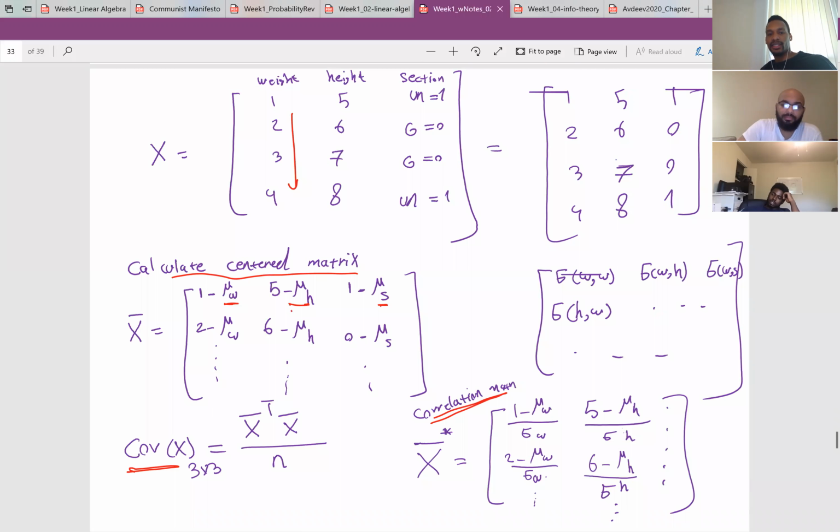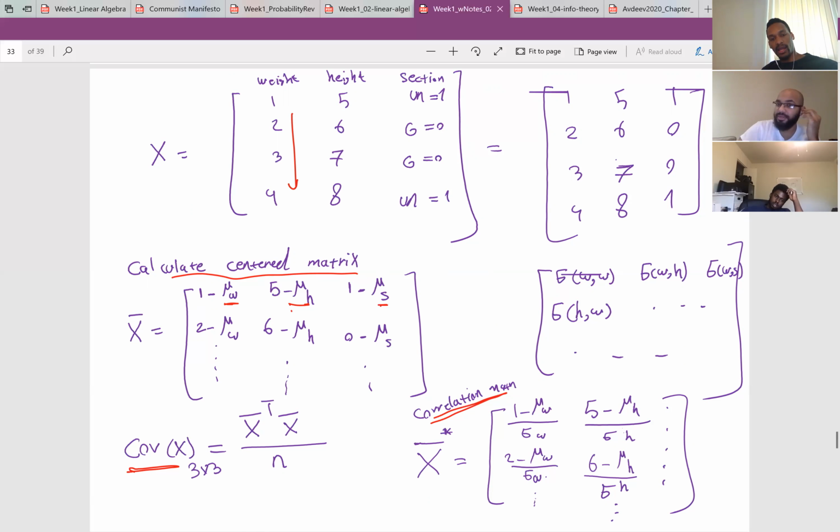Covariance and correlation. So covariance, I don't think I actually know what that means. Do you know what it means? I think the covariance kind of gives you a measure of how correlated one variable or one data point is to the others. That's my understanding of it.